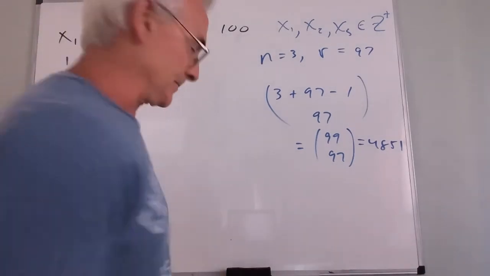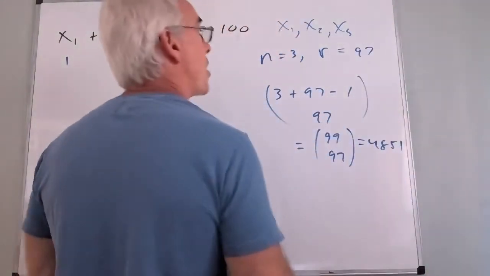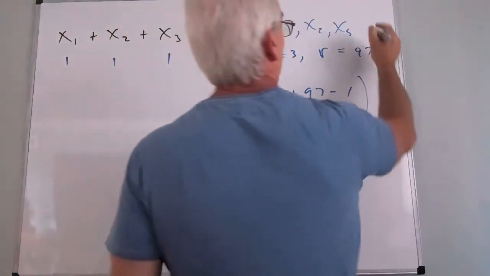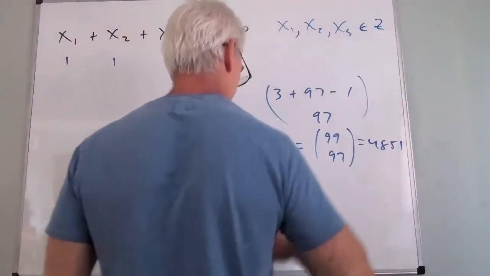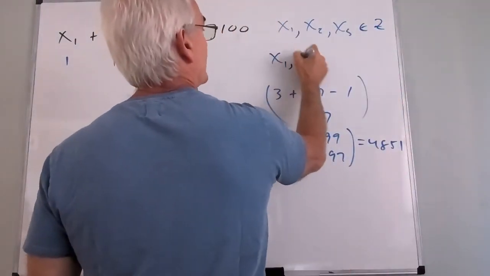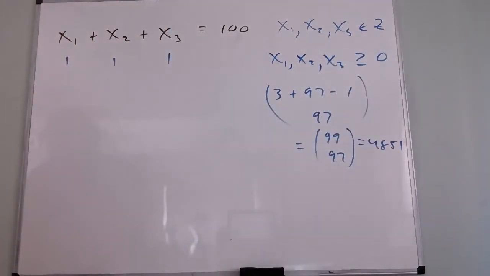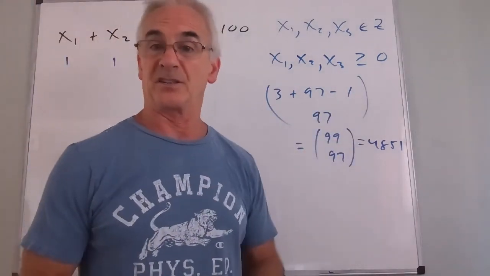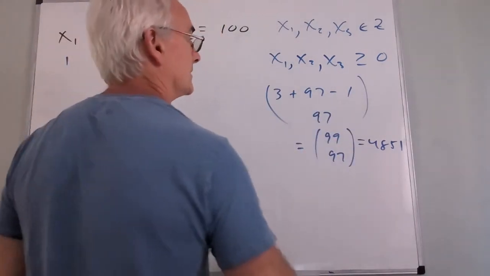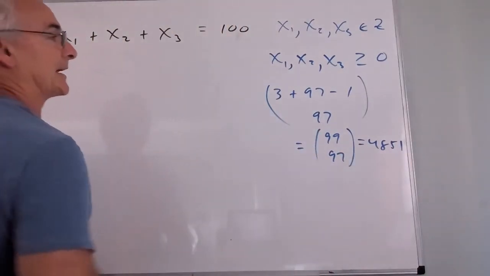Now, let me change the restriction. Let's just say that they're non-negative. They're elements of the integers, and x1, x2, x3 are non-negative. So I can have a 0 in each category. I could go 0, 0, 100. I could go 100, 0, 0. Does that change anything in my answer?